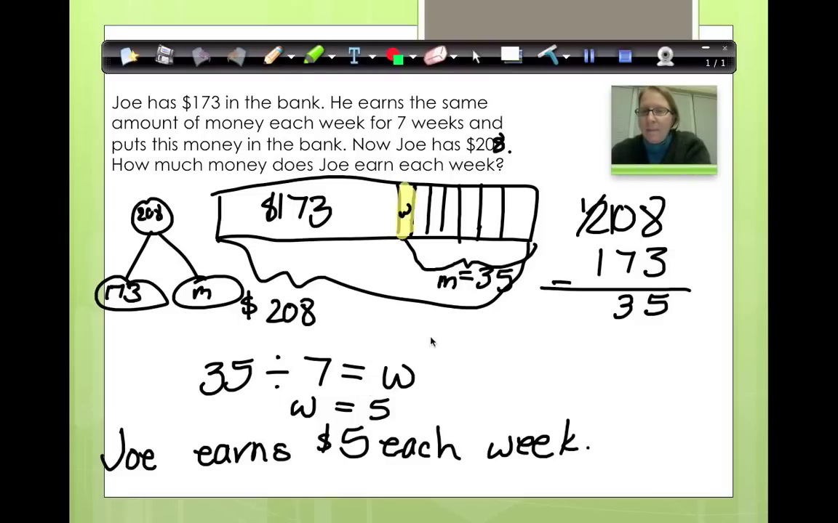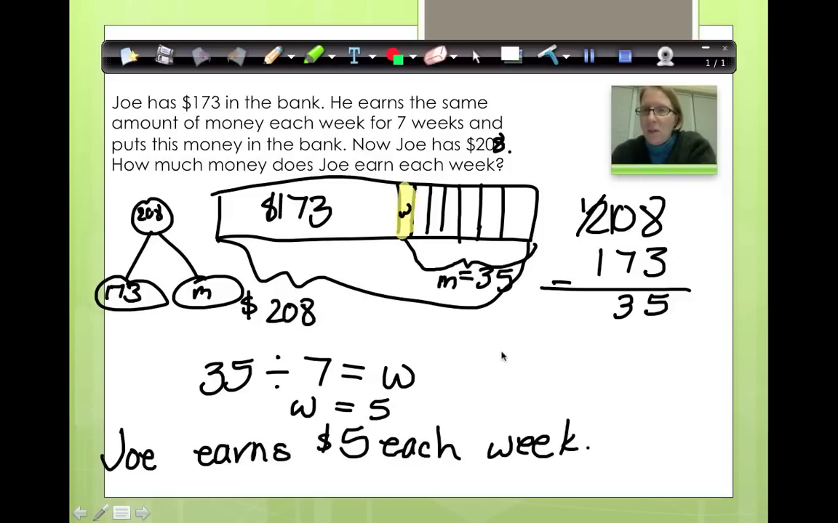Well, if we say this is 5, 10, 15, 20, 25, 30, 35, sure, that one makes sense. But is 35 a good number? What do you think? I think 35 is, because we know that this plus this is going to give us this. So is $5 each week a good number? Is it reasonable? Does it make sense? Yes, it does. These are the kinds of problems that you're going to be doing today.